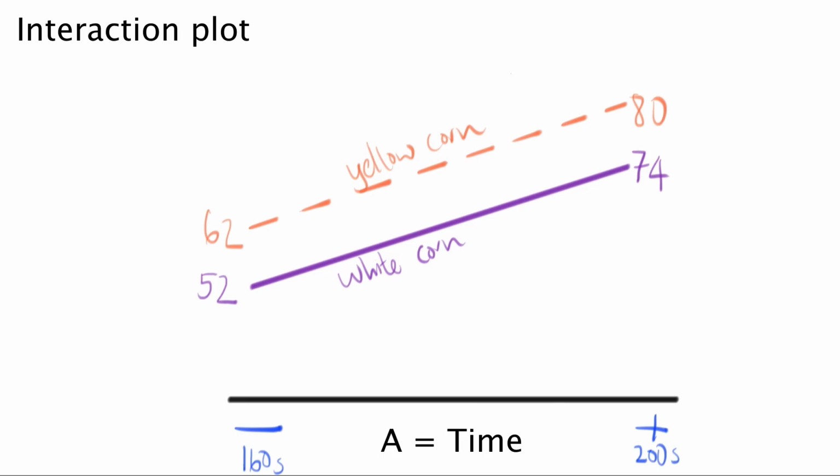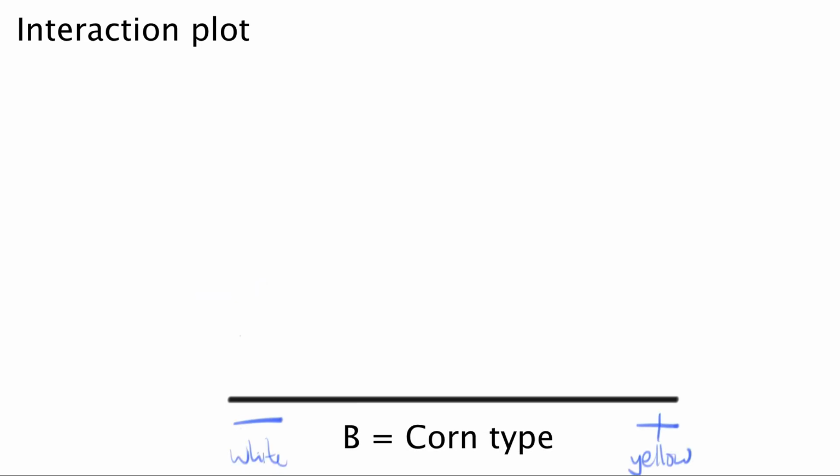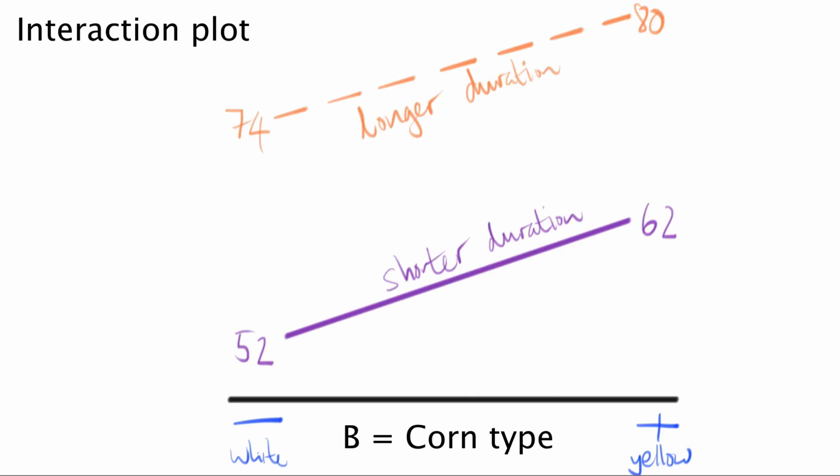We could have flipped our choice of variables to start with on the horizontal axis. Let me quickly show you how. Or maybe you'd like to pause the video and try it yourself first. Put yellow corn and white corn on the horizontal axis, and then connect them with two different line styles. One line for short cooking time and one line for long cooking time. Did you get the result that was shown here?